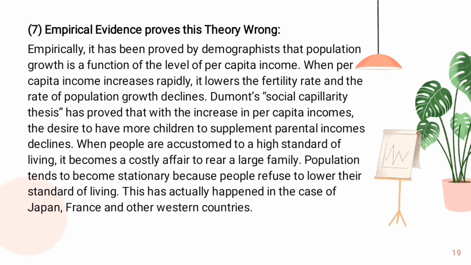So, next one is empirical evidence proves this theory wrong. Empirically, it has been proved by demographers that population growth is a function of the level of per capita income. When per capita income increases rapidly, it lowers the fertility rate and the rate of population growth declines. So, Dumont's social capillarity thesis has proved that with the increase in per capita incomes, the desire to have more children to supplement parental incomes declines. When people are accustomed to a high standard of living, it becomes a costly affair to rear a large family. So, yun.